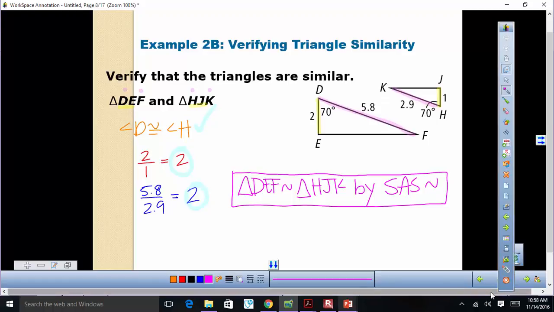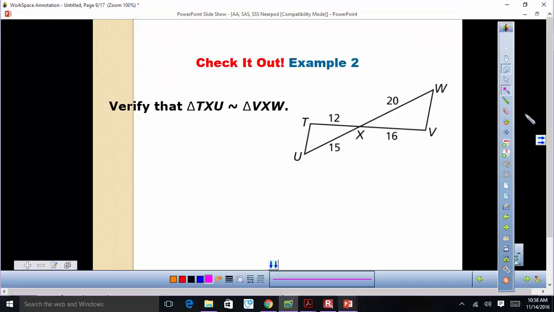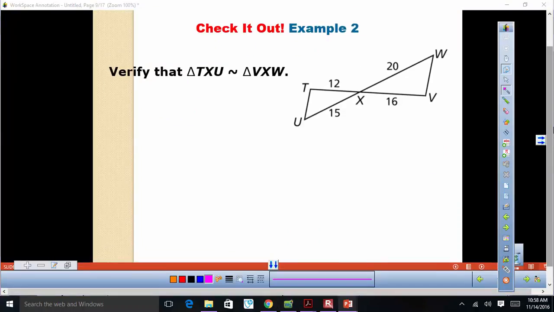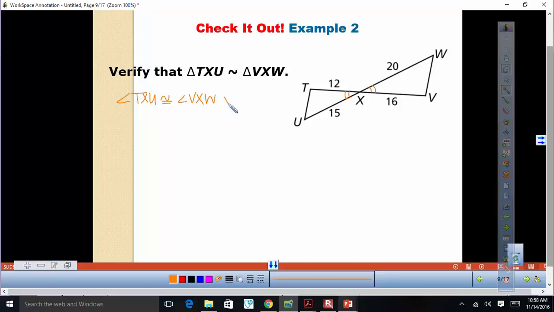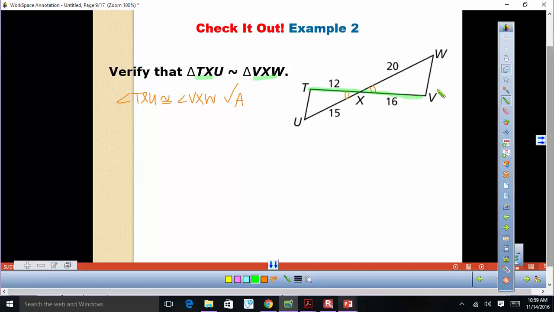Okay, let's try one that looks a little bit different. So this next one, we want to verify that these are similar. So where would y'all start here? The angle? Okay, so we have vertical angles. Very good. So this angle is congruent to this angle, so I would want to write that. Angle TXU is congruent to angle VXW. So that takes care of our angle. Now we've got to compare sides. So what side corresponds with TX? VX. Okay, so we're going to compare these two sides.